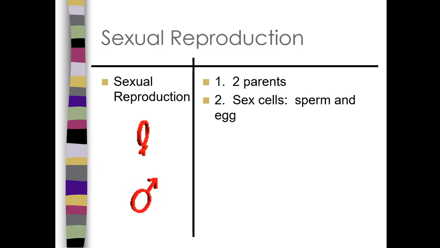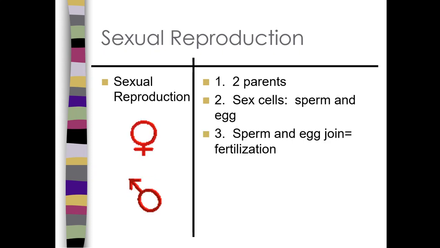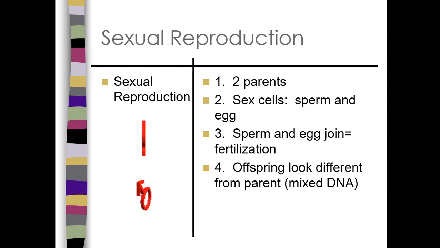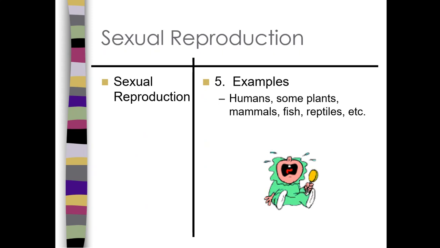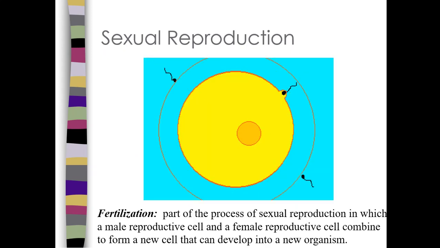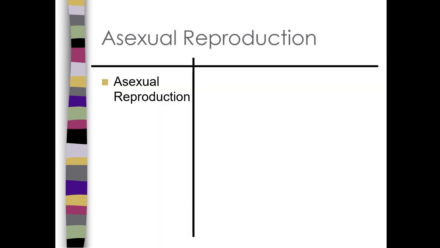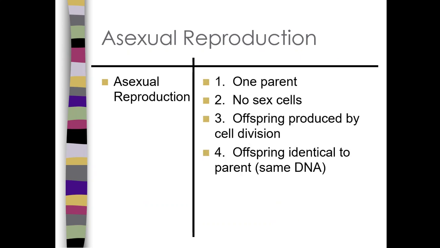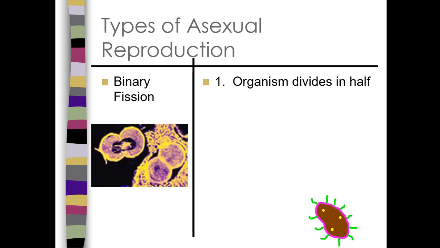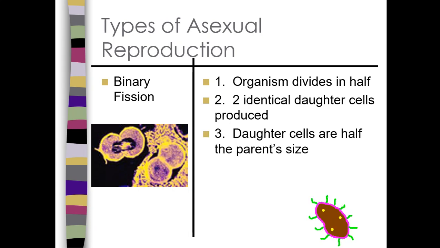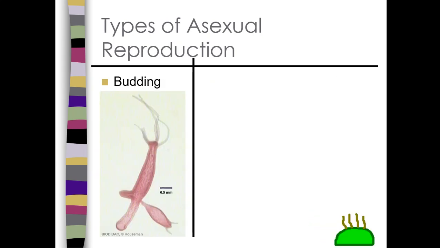Two parents, okay, sperm and egg. There should be fertilization. Okay, mixed DNA, mother and father. Okay, so yan. So, given na to. Yan yung fertilization, diba? During fertilization, the sperm should fuse with the egg. Okay, so alam nyo na to, no sex cells for asexual. Okay, so for binary fission, divides in half. So, alam nyo na to. So, let's skip this one.